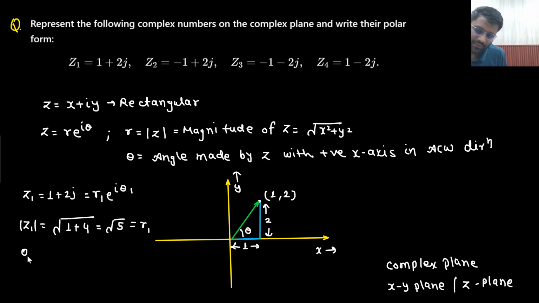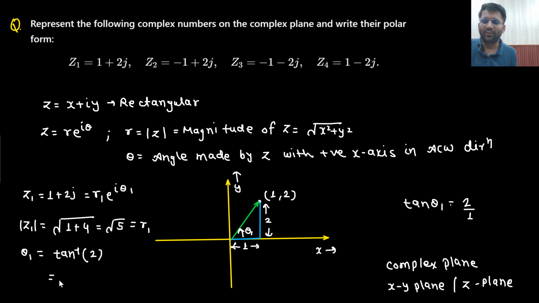Now what will be the value of theta 1? Theta 1 will be the angle which it is making with the positive x-axis in the anti-clockwise direction. So what is the angle? Sir, it is nothing but tan inverse 2 by 1. Say yes or no. Let's call this tan theta 1. So what is tan theta 1? Tan theta 1 would be perpendicular by the base, that would be 2 by 1. So theta 1 would be nothing but tan inverse 2.